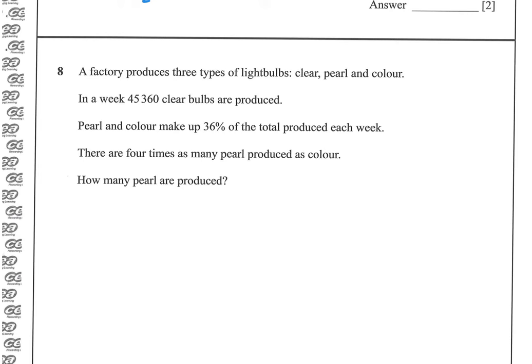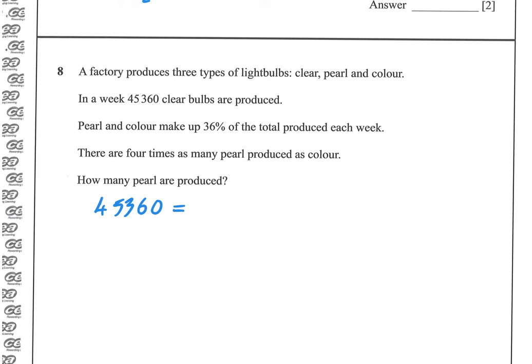Pearl and colour make up 36% of the total produced each week. There are 4 times as many pearl produced as colour. How many pearl are produced? Okay, right. So that means 45,360 is equal to what percentage? We need to work that out. That'll be the easiest way of doing it.